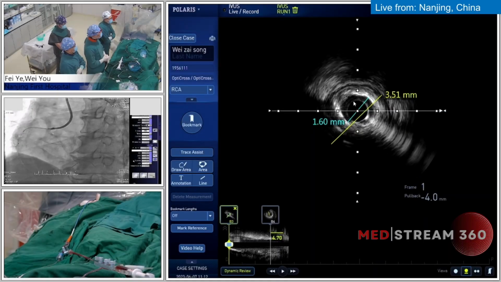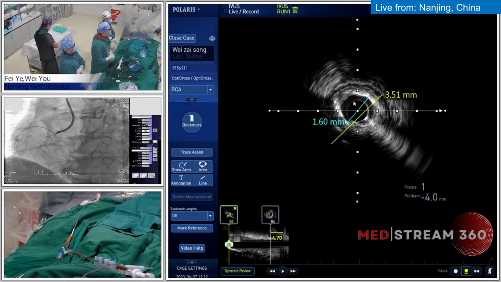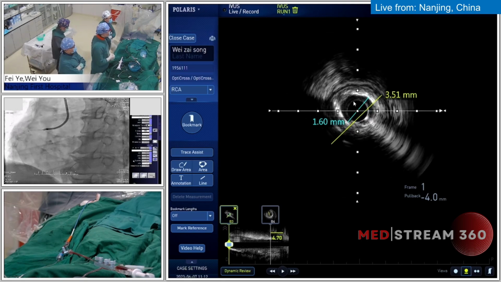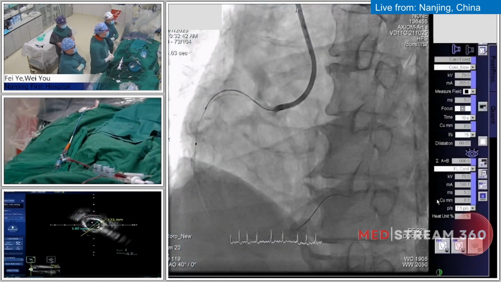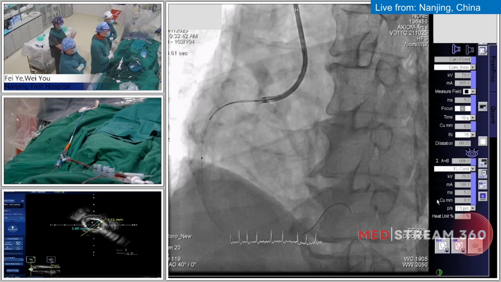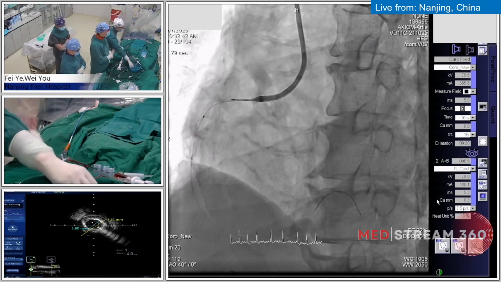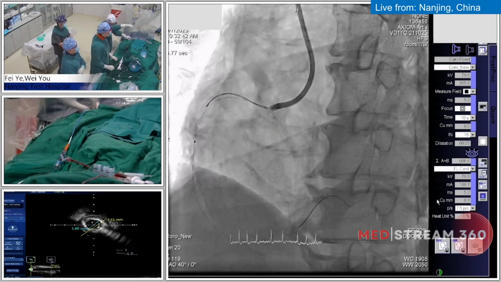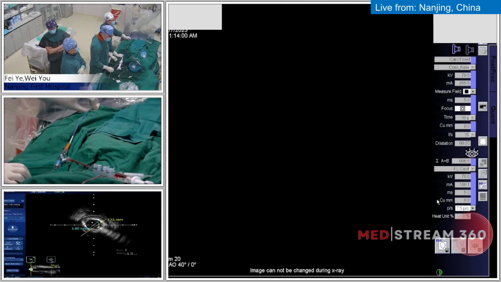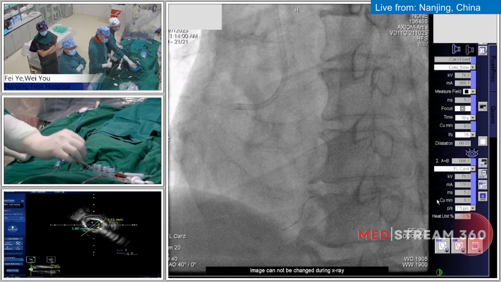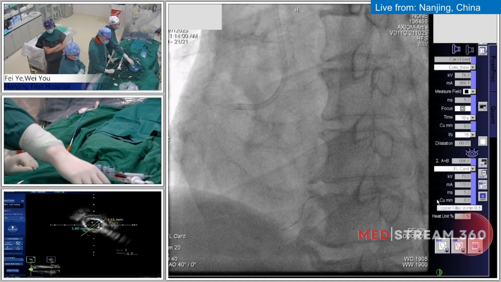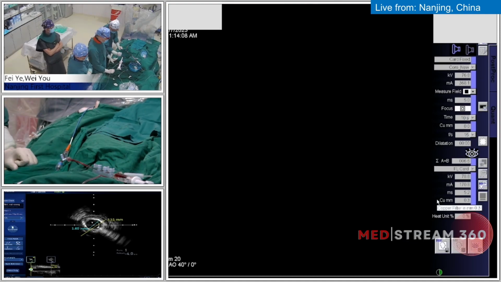Before rota, will you check the ACT routinely or not? We have checked the ACT. ACT 320 seconds. Okay, so you can go ahead with the rota. This is a 1.5 burr. What's the initial speed of the burr of the rota? Chief, I like to start with 160. 160, high speed platform. Okay.